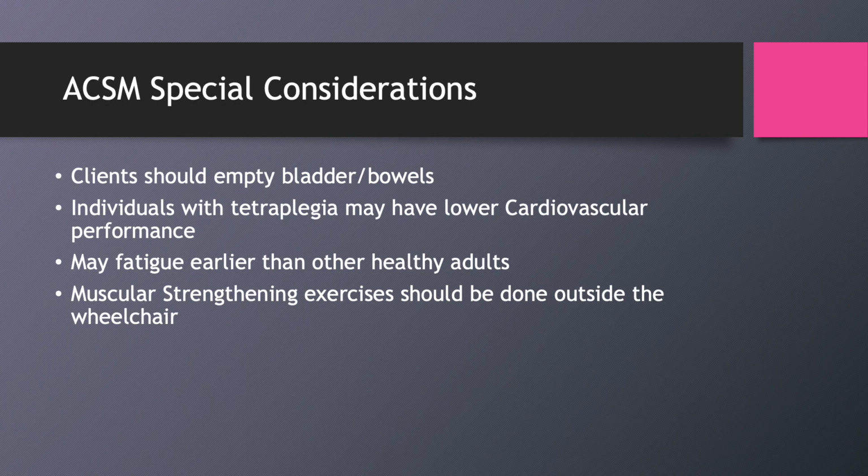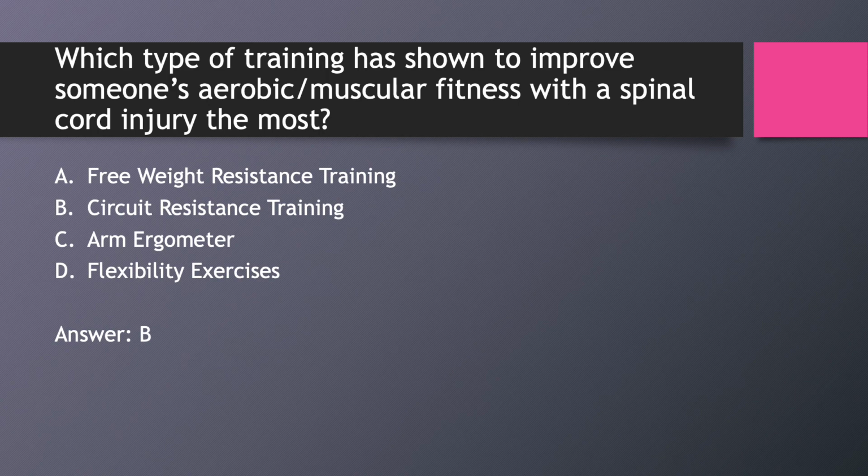Looking at the question that I have prepared, the question is, which type of training has been shown to improve someone's aerobic and muscular fitness with a spinal cord injury the most? We have options of free weight resistance training, circuit resistance training, arm ergometer, and flexibility exercises. The answer to this question is B, as we have discussed in previous slides and throughout the presentation, this kind of training provides the largest increase in both aerobic capacity and muscular strength.